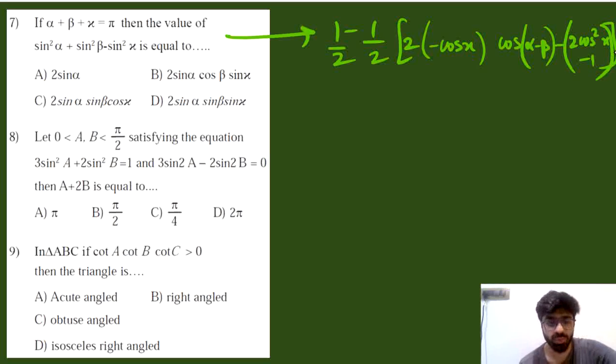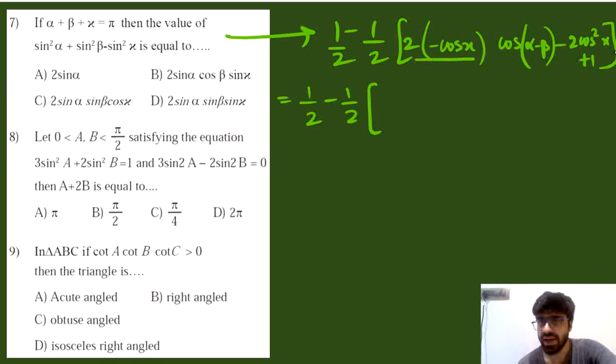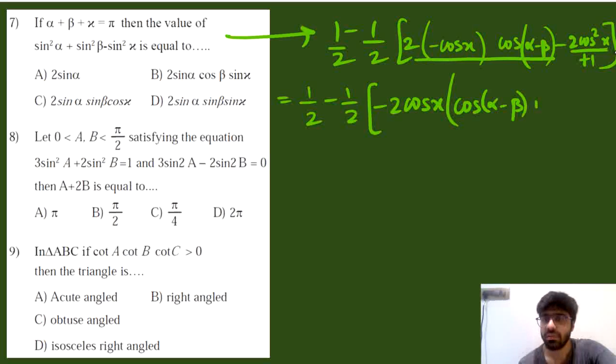Because when the bracket gets opened, this would be minus 2 cos square x, and this would be a plus 1. Start expanding. So this is half minus half into, you can pull out, this is minus 2 cos x, cos alpha minus beta, minus 2 cos square x. Pull out a minus 2 cos x common. So we are left with cos of alpha minus beta plus cos x, and then in the end we have a plus 1. Cos x plus cos x is basically minus of cos alpha plus beta.